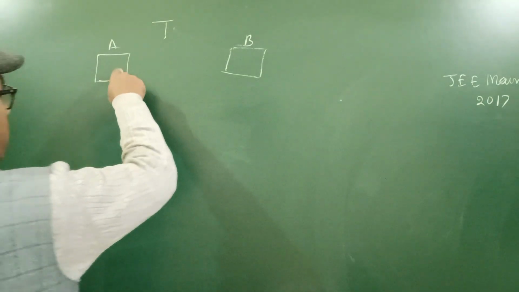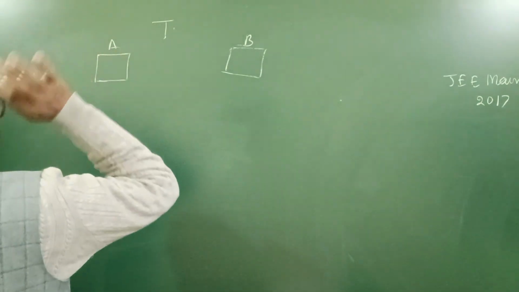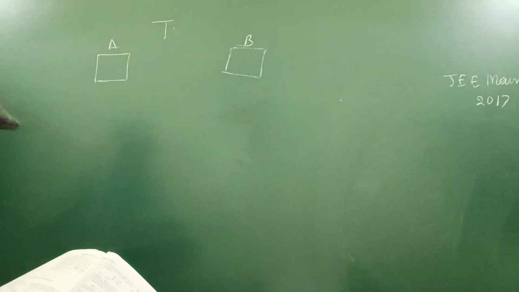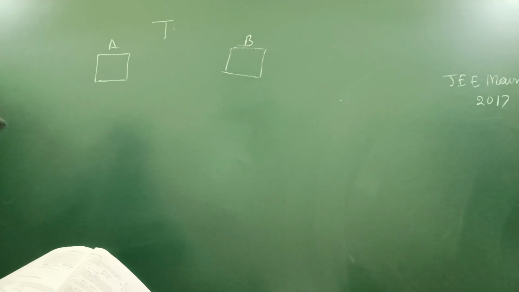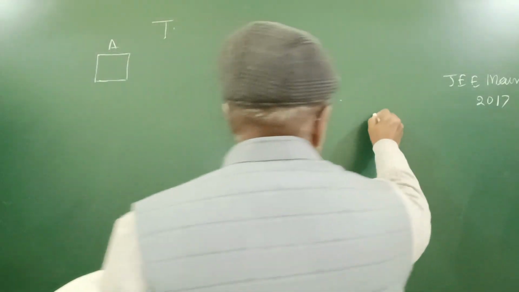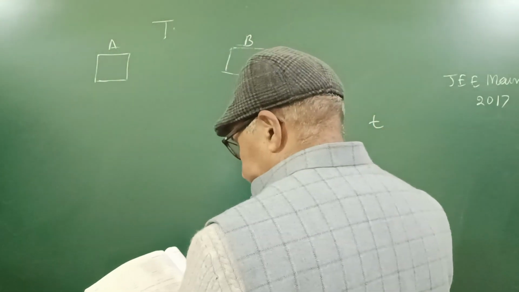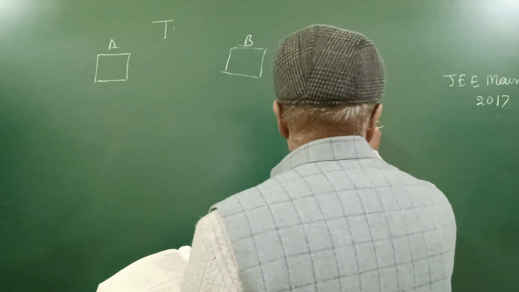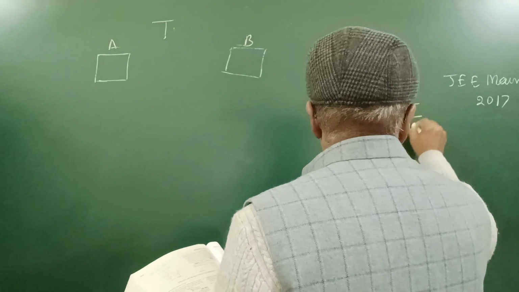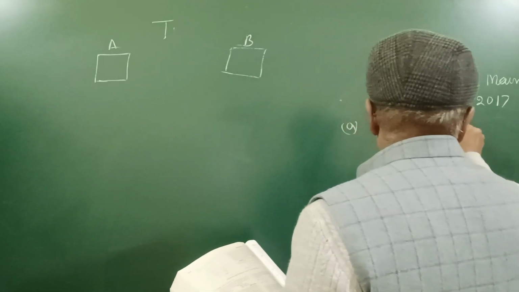Initially, there is no B, it has total A nuclei. So you are asked, at some time T, the ratio of number of B to number of A is 0.3. Then T is given after time. Answer options: A, T equal to capital T upon 1.3. B answer is there.